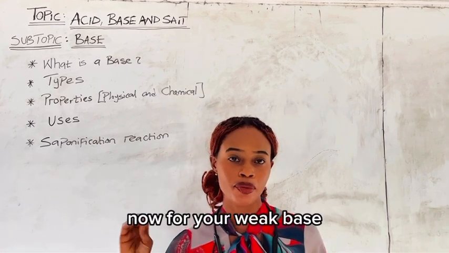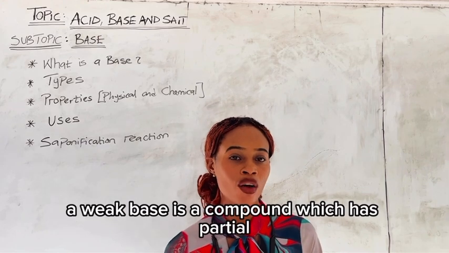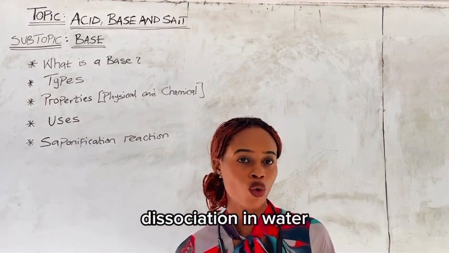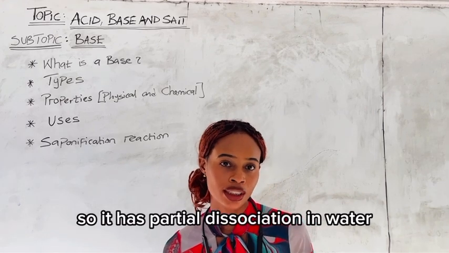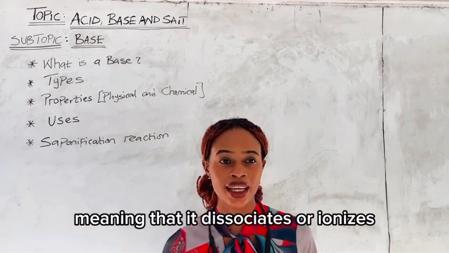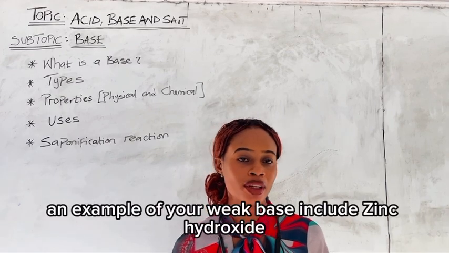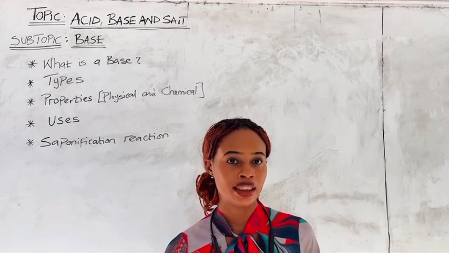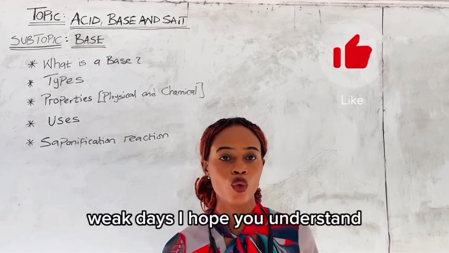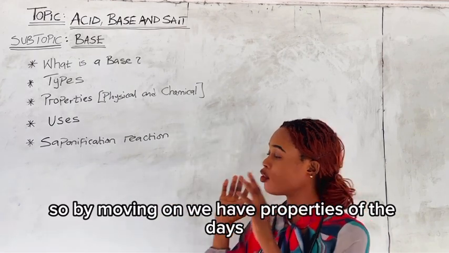Now, for your weak base, a weak base is a compound which has partial dissociation in water. So it has partial dissociation in water, meaning that it dissociates or ionizes partially in water. Examples of your weak base include zinc hydroxide, ammonia water, etc. So these are your examples of weak base. I hope you understand. But moving on, we have properties of the base.